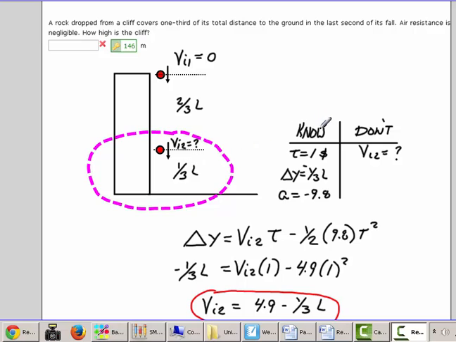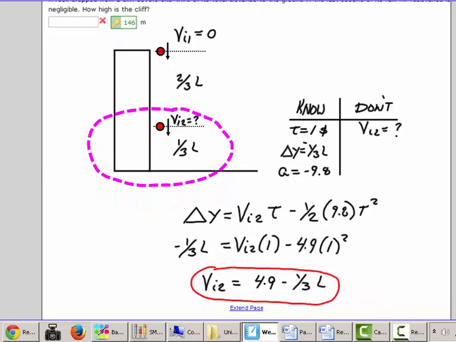I write down what I know. I know my time is 1 second. I know my delta y is negative 1/3 L. I know my acceleration is negative 9.8. I do not know V initial 2. Now I write this as V initial 2 because I want to know what the initial velocity is going to be right here at the top of the 1/3 L.